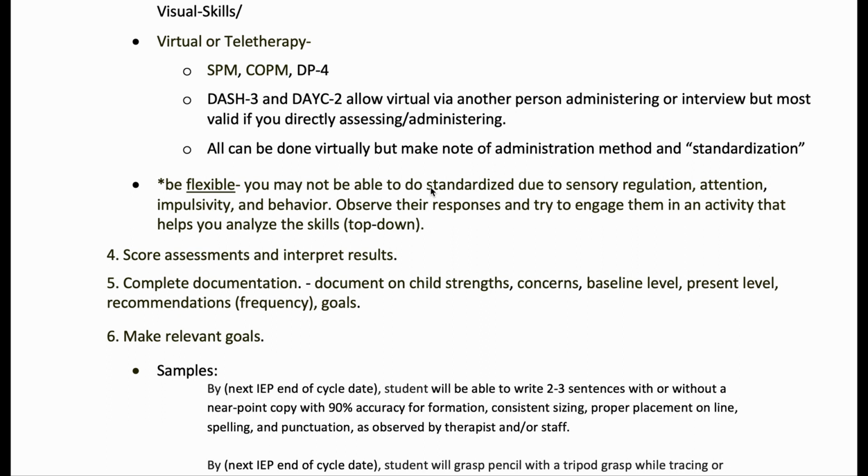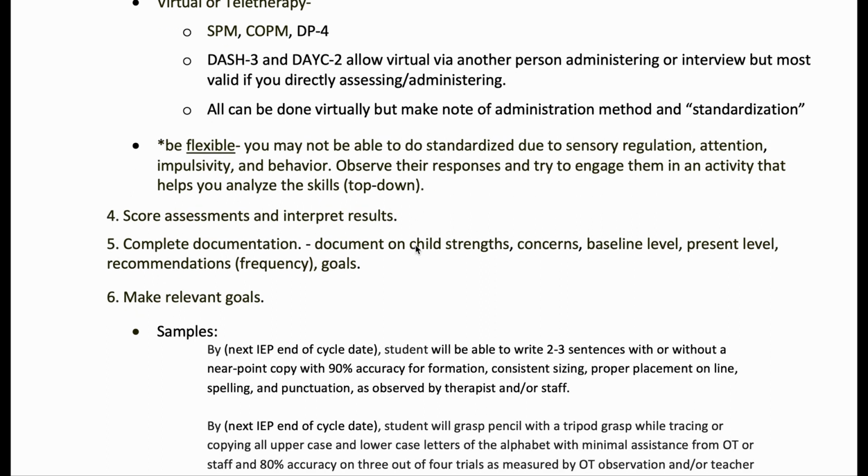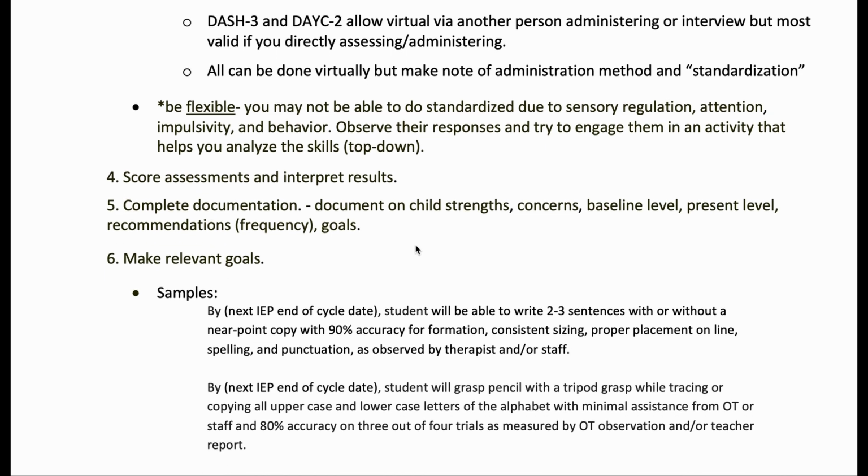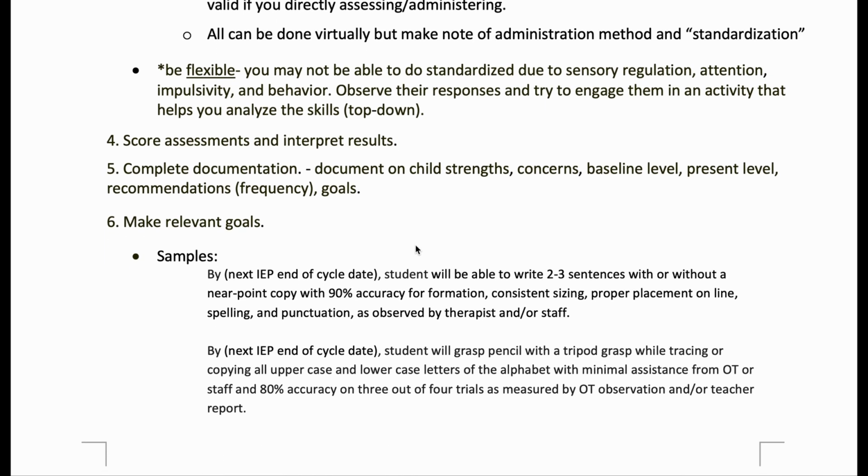You may not be able to do a standardized assessment because the child may have sensory regulation issues or attention impulsivity, which also can be a safety hazard, behavior stuff. There can be so many different factors that impede the ability to really do a standardized assessment, and for you to try to push for standardized assessment within the very restricted amount of time can be detrimental to all involved. You may not get to finish your assessment. You may not get the full scope of what you're needing.